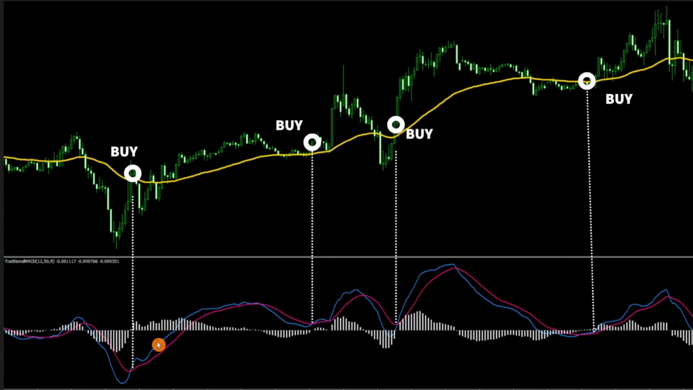For our strategy, we will wait for a bullish MACD crossover. When the fast line crosses above the signal line, it can be a good time to buy. Conversely, if the fast line crosses below the signal line, it is a sell signal.